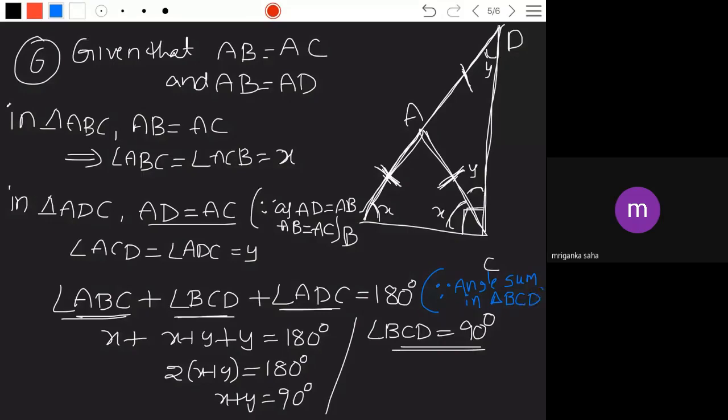So at last what you will get: x plus x plus y plus y is 180. x plus x is 2x, y plus y is 2y. So 2 times of x plus y is equal to 180, and x plus y is equal to 90. So from this, BCD is equal to 90 degrees you are getting. Okay? Is it clear?